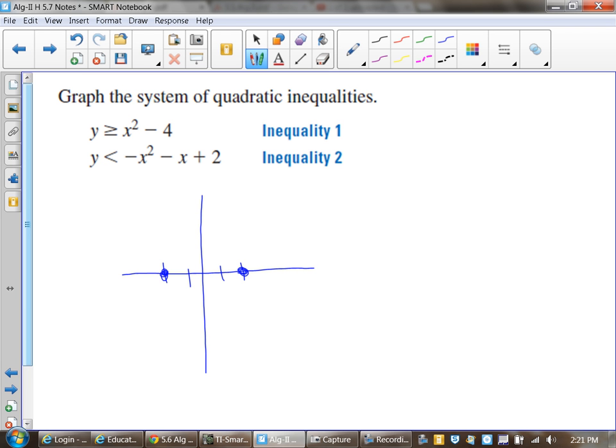What's 0 squared? 0. What's 0 minus 4? -4. Up like a cup. Is that going to be a solid or a dotted line? Solid.